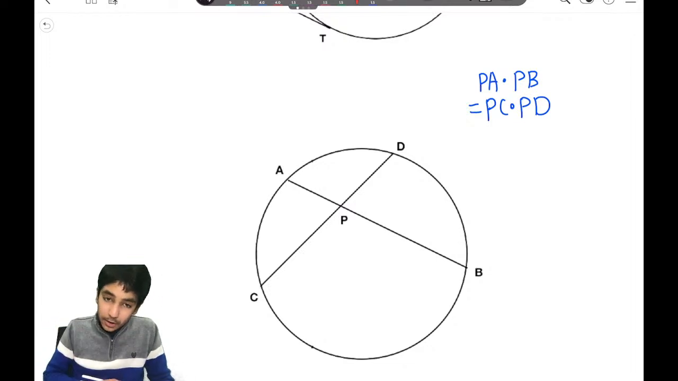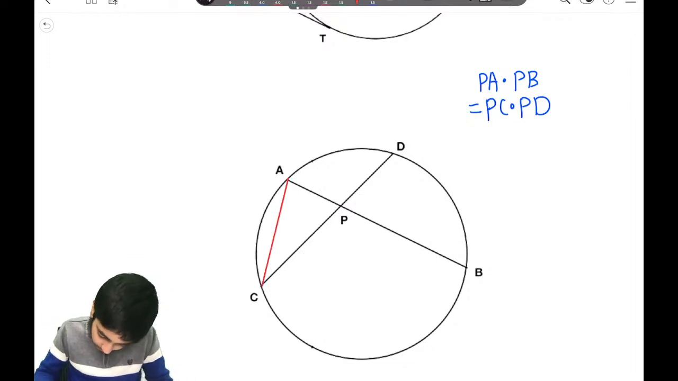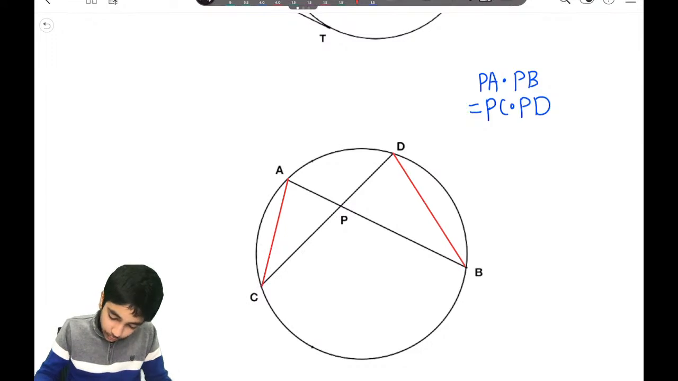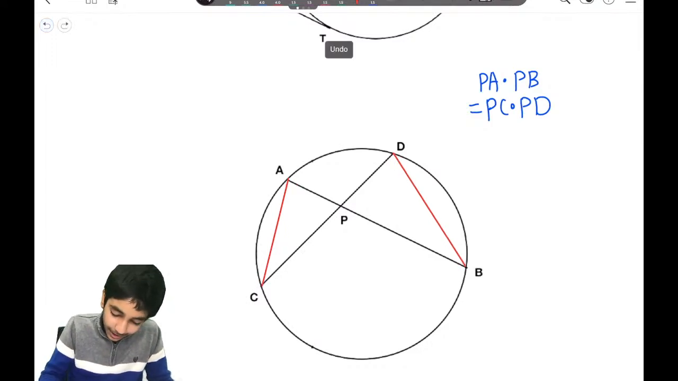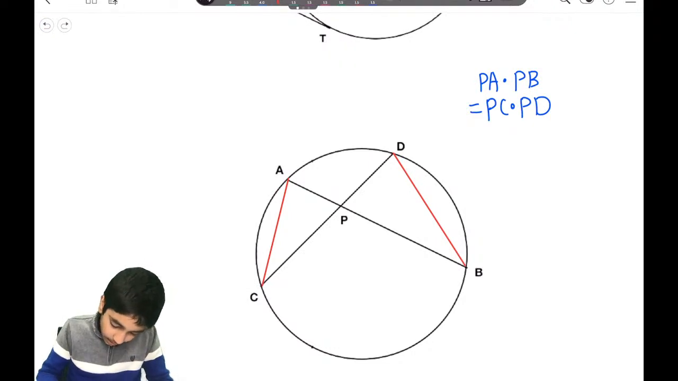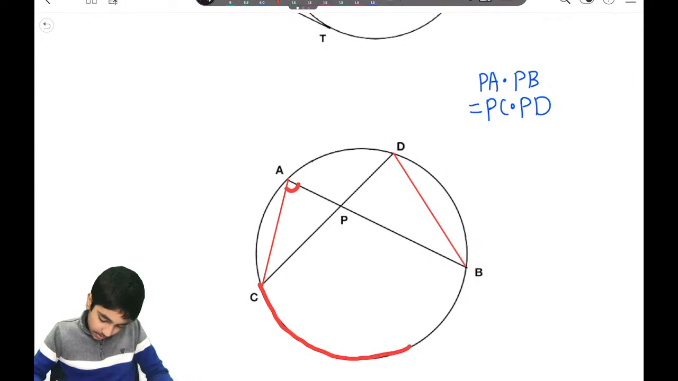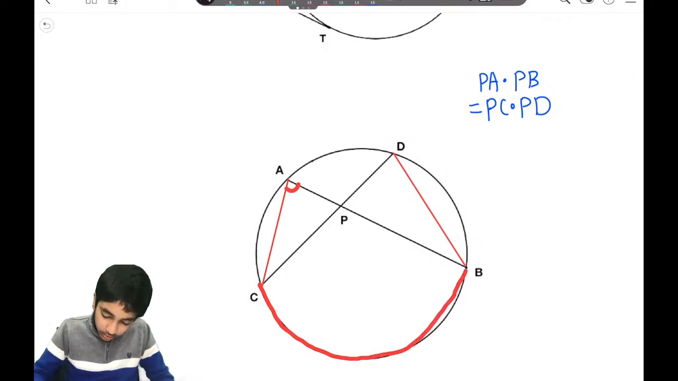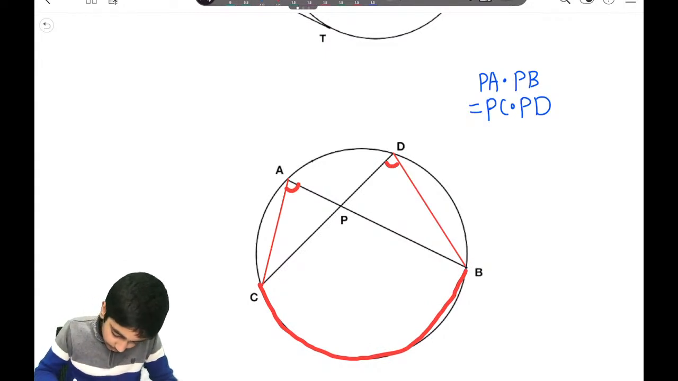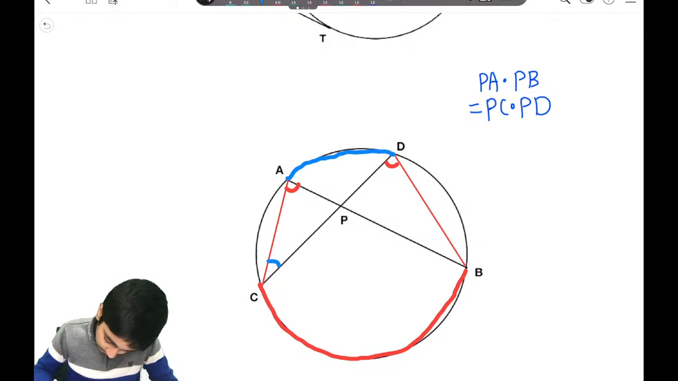So in order to prove Power of a Point, consider drawing these two lines. If we draw these two lines, we can see that these angles are equal. Let me explain why those are equal. This angle is simply equal to half of this arc, which is equal to this angle here. So these two red angles are equal. Similarly, this blue angle is equal to half of this arc, which is also equal to this angle here.